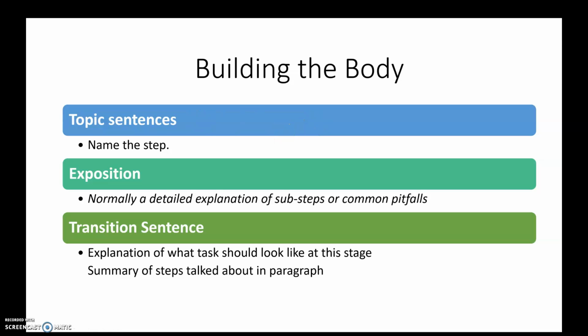In the exposition, that middle part of the paragraph, you're going to want a detailed explanation of the sub-steps for that paragraph. You also want to include some common pitfalls and explain why the step is important. In your transition sentence, that last sentence of the paragraph, you want an explanation of what the tasks would look like at this stage, and you want to summarize the steps that you talked about in that paragraph.